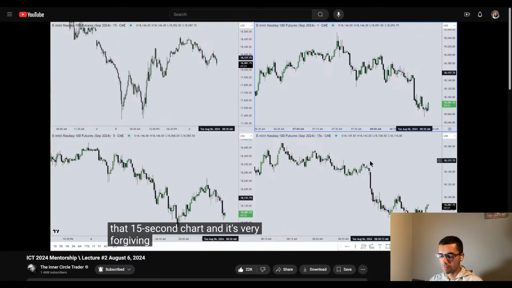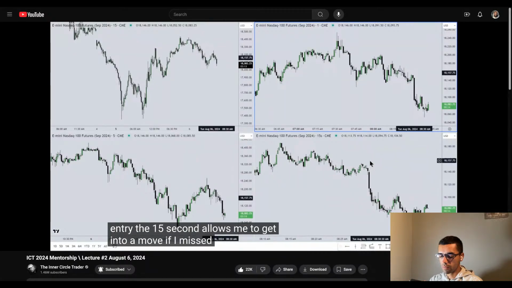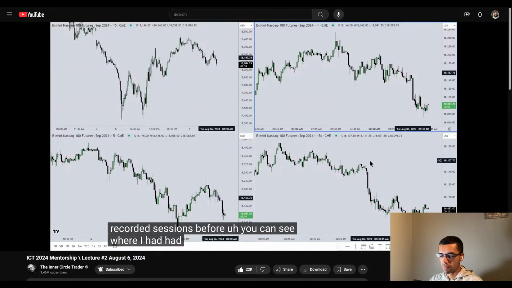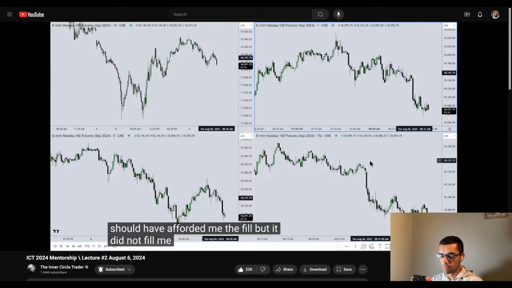And it's very forgiving. If you missed a move and you missed an entry, the 15-second allows me to get into a move if I missed my ideal fair value gap, or if I have a limit order sitting inside of a level that I feel pretty confident it's going to trade to. Sometimes, and if you watch some of my recorded sessions before, you can see where I have had limit orders where price goes up and touches the limit order, but doesn't go above it for the spread. And I've had one instance where it did technically go above, and the spread should have afforded me the fill, but it did not fill me. Guess what that means? That's the real world. That's what's going to happen to you.